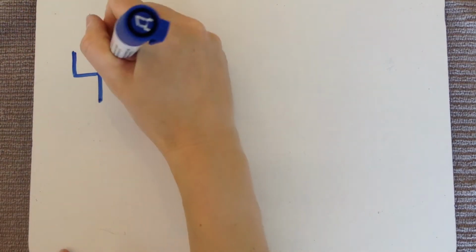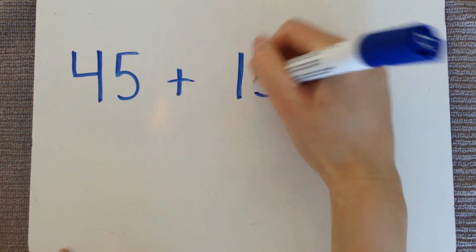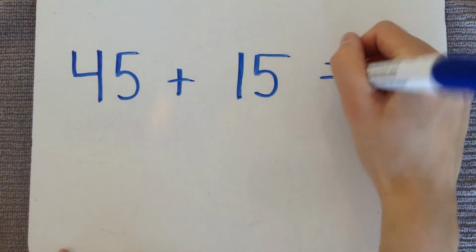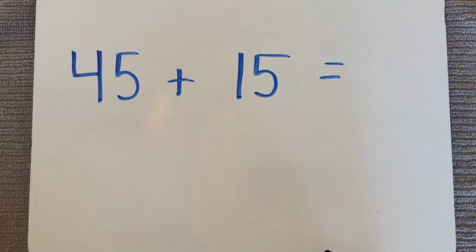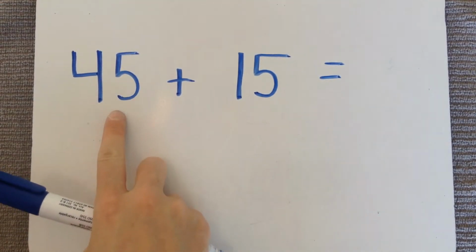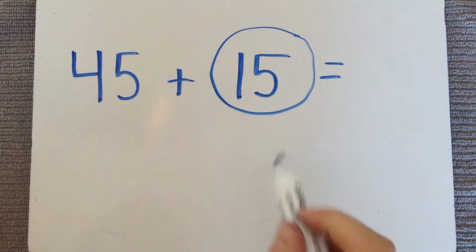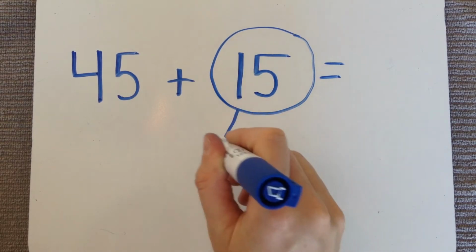Let's take a look at 45 plus 15. I think I'll be able to use counting by tens and counting by fives to answer this question, especially since I'm starting at a number that I know is something I would say in my counting by fives pattern. So let's break this 15 down. We'll disguise it and write it in a different way.